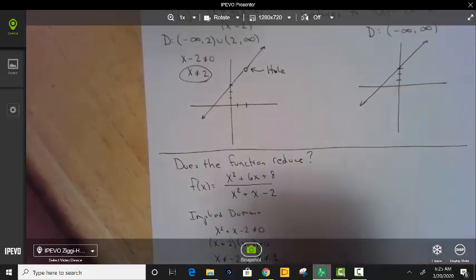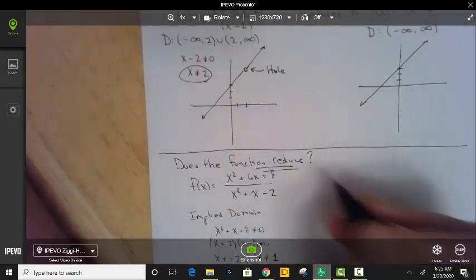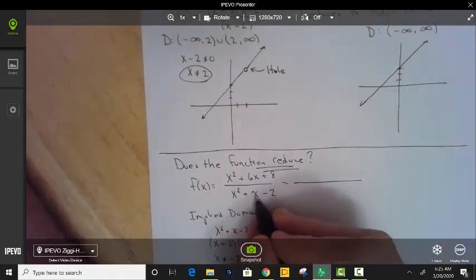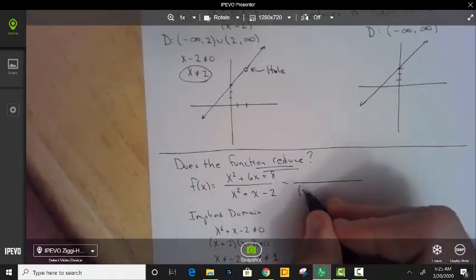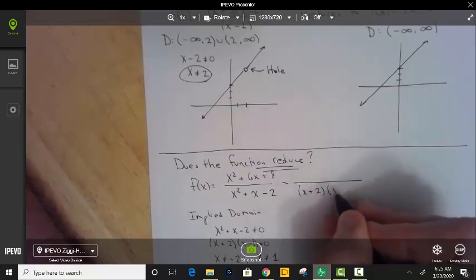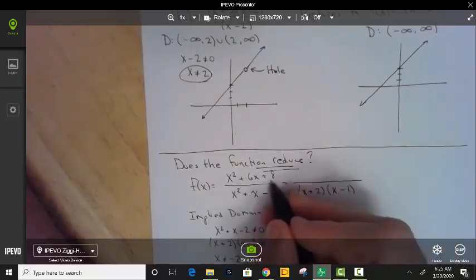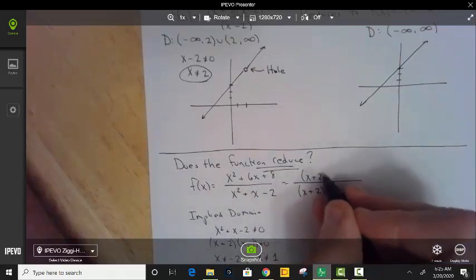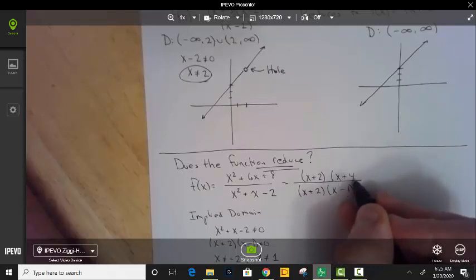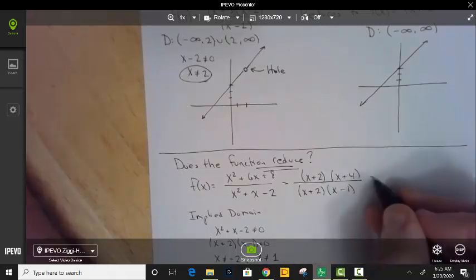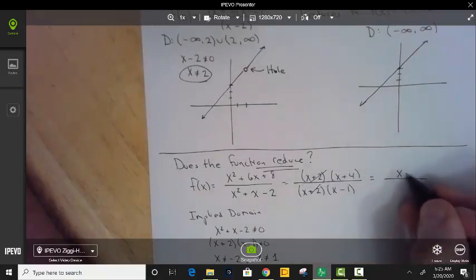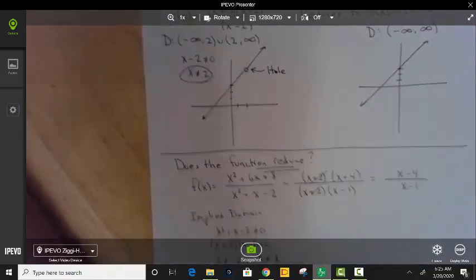Okay, so the key here is does the function reduce? So I'm going to extend this function out. X squared plus x minus 2. We already know that this factors to x plus 2, x minus 1. But then the top here, the factors of 8 that make 6 are 2 and 4, both positive. And when we do that, the function reduces. The x plus 2's cancel, and this function reduces down to x minus 4 over x minus 1.